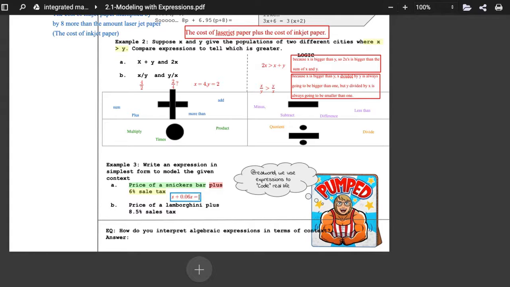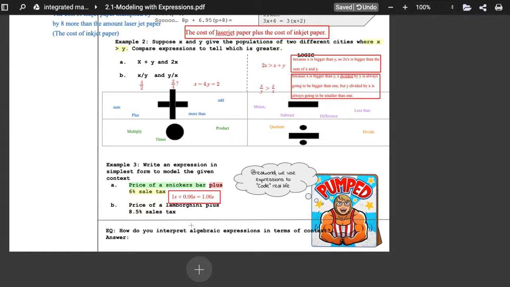I'm not sure if my HMH wants us to simplify it, but if you simplify it, then you just add. Remember, this is technically 1S, right? So 1S plus 0.06S is the same thing as just 1.06S. Those are the same thing. Both answers would be acceptable. Again, Snickers bar plus 6% sales tax. That's exactly what this says right here.